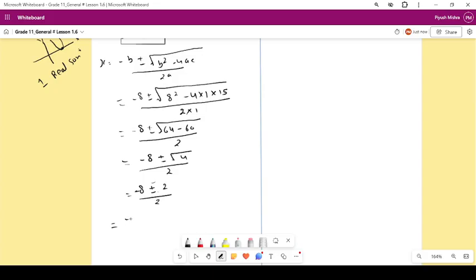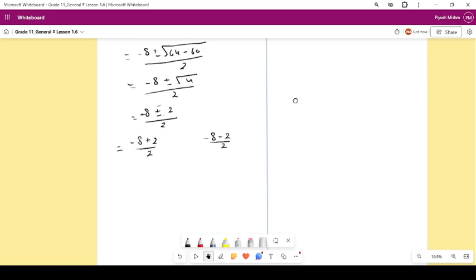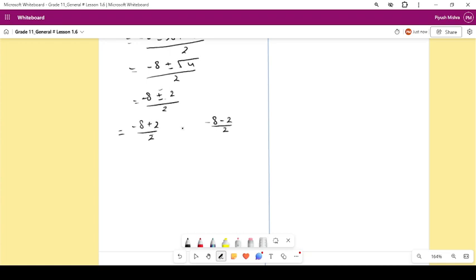Let's start here and further solve it. It will give you minus 6 by 2 or minus 10 by 2. Further solve it, so x will give you either minus 3 or x is equal to minus 5. I hope you all have understood.